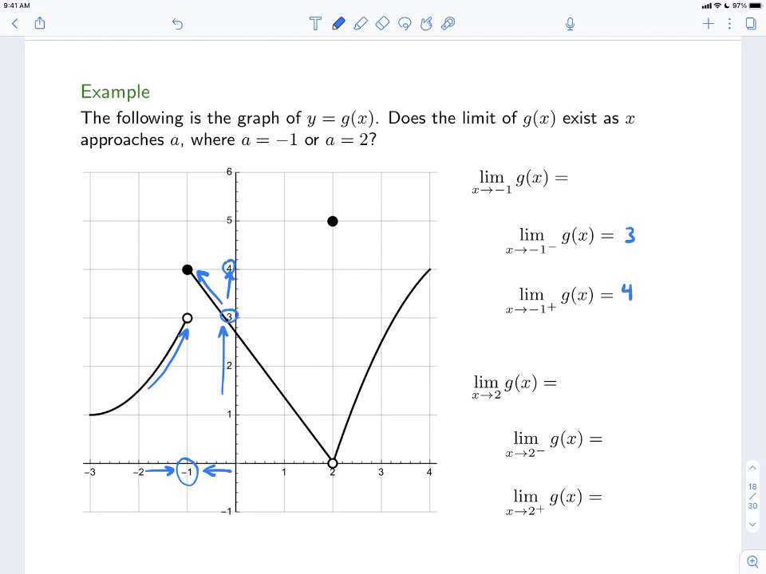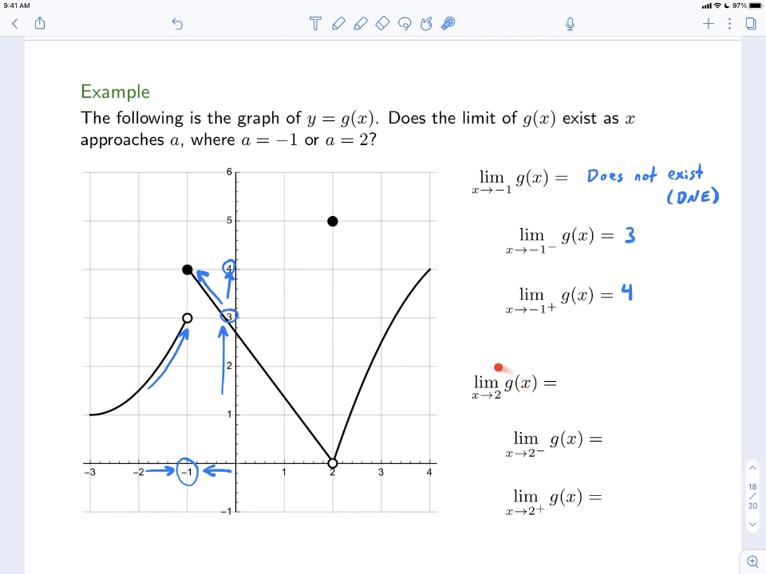The left limit is 3, and the right limit is 4. Those don't agree. So the limit as x approaches negative 1 does not exist. Or often we just write DNE for does not exist. In order for the limit as x approaches negative 1 to exist, the left limit and the right limit have to both exist and agree. The left limit is 3, and the right limit is 4. Those limits do not agree, so the limit doesn't exist.